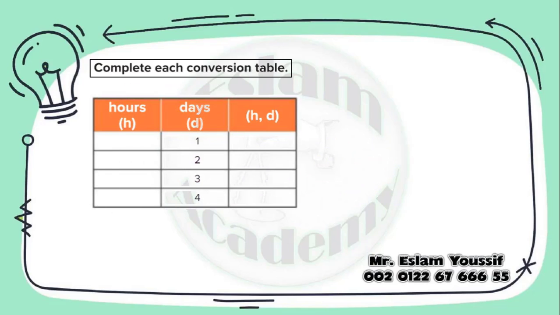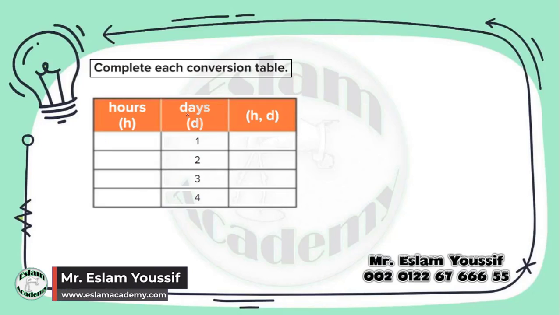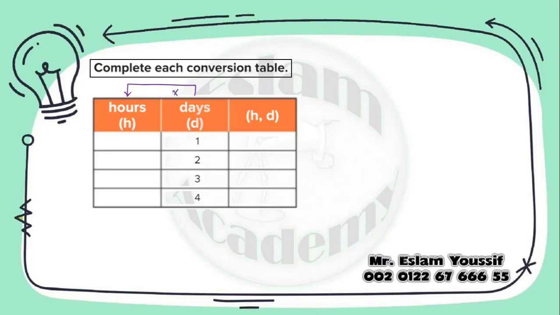In this problem, we need to convert from days to hours. Now, days are greater than hours. We convert from the greatest to the smallest. It means we need to multiply. We know that 1 day is equal to 24 hours. So we just multiply by 24. We'll write the number of days as it is without any change. Now we need to convert from days to hours. 1 day is equal to 24. So just multiply 1 times 24, which equals 24.